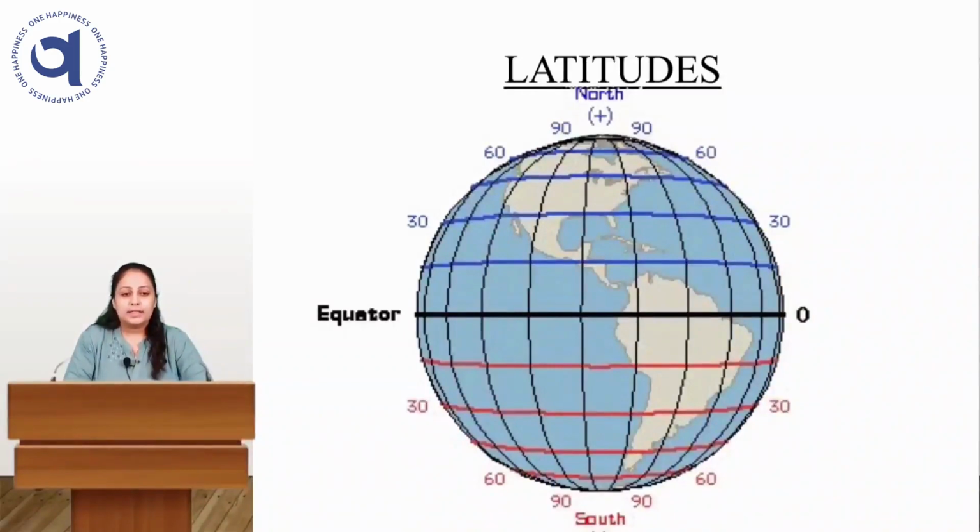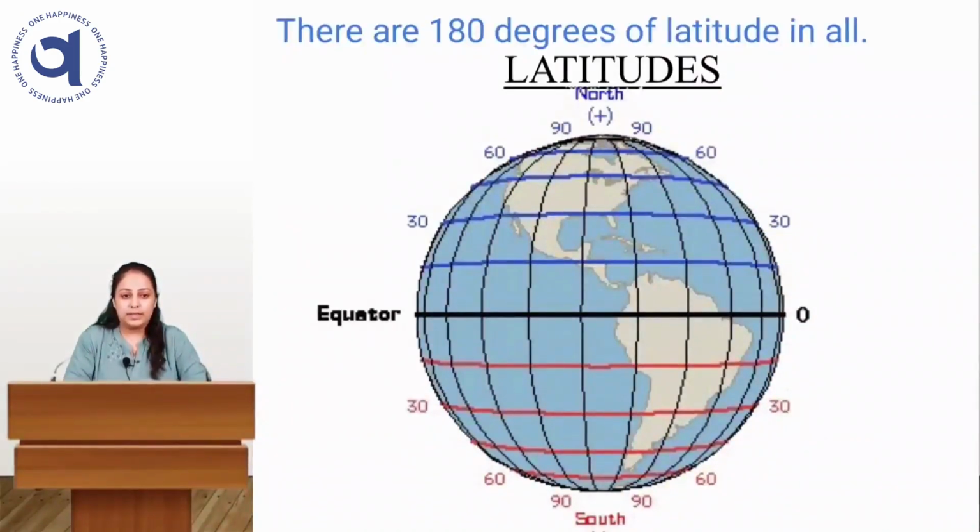Total, that is 90 degrees in the north and 90 degrees in the south. How many total latitudes are there? So that is 180. 90 plus 90 is 180. 180 degrees of latitudes are there.